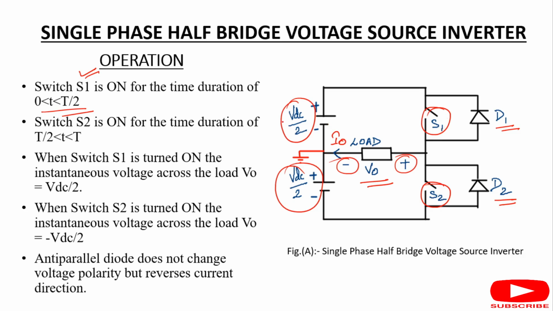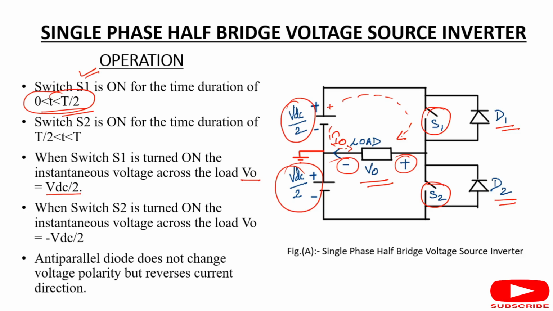When switch S1 is turned on for the time duration of 0 to T by 2, the positive terminal of the VDC by 2 is connected with the positive terminal of the output voltage, and the negative terminal of the VDC by 2 is connected with the negative terminal of the output voltage. So in this case the output voltage is the same as the supply voltage, that is VDC by 2, because the polarity of the supply voltage and the polarity of the output voltage are both the same.